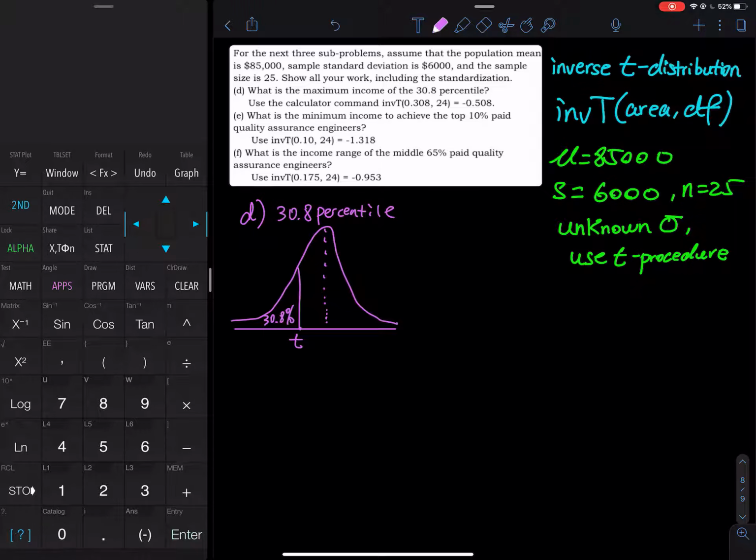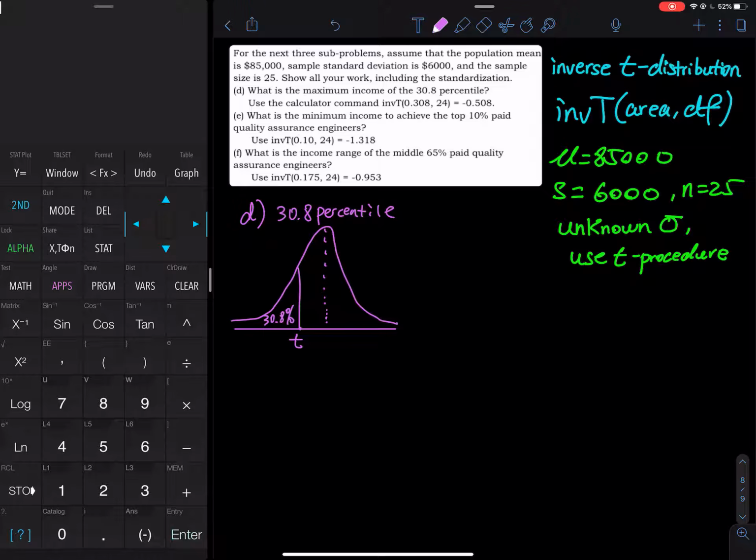So the first question is asking about salary. The mean is 85,000, the standard deviation is 6,000, and the sample size is 25. The population standard deviation sigma is unknown, so the entire problem follows the T distribution, or you call that a T procedure. The first question is asking for the maximum income of the 30.8 percentile.